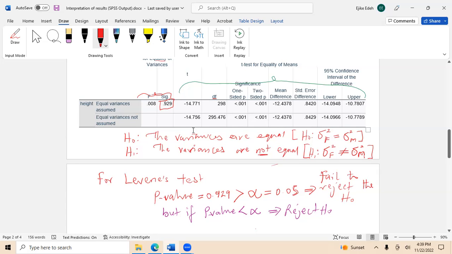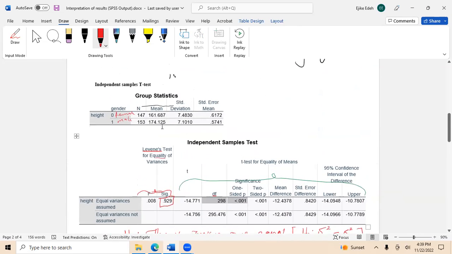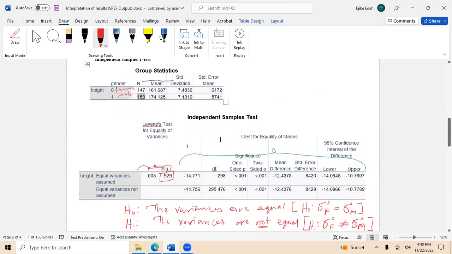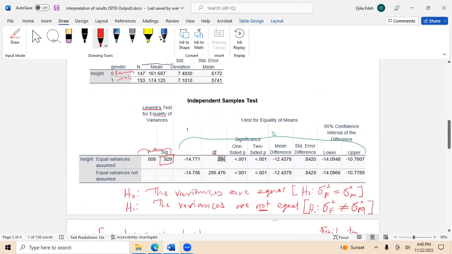Okay, so in this independent t-test, if you remember how we computed the degree of freedom, we added the two sample sizes and we subtracted 2. So if you come over here, this is 147 plus 153, that will give you 300. If you subtract 2, you get 298. That is how you got the degree of freedom here, okay? And then you have your p-value. SPSS gives you 1-tail tests and 2-tail tests automatically, so you choose the one that applies to what you're testing, okay?